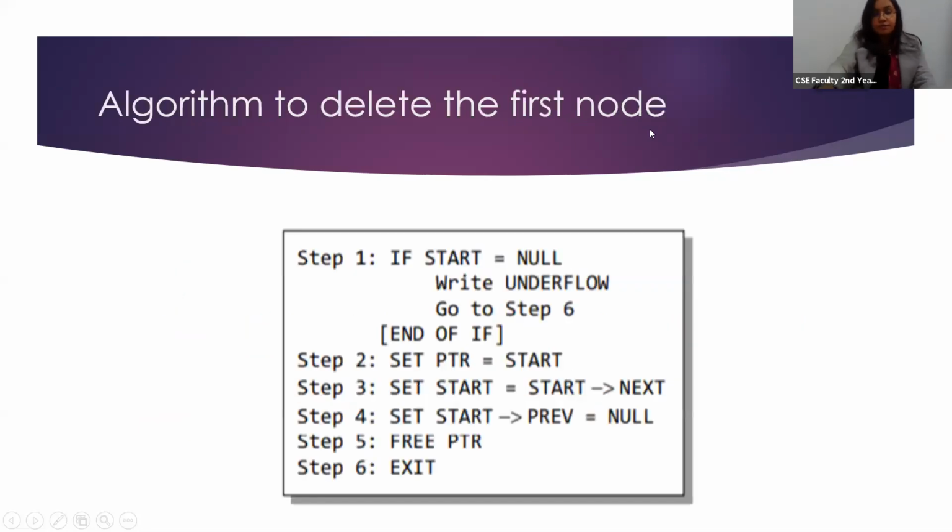Let us see the pseudocode. If start is equal to null, when is start equal to null? When there is no node present in the linked list. In that case, deletion will not be possible. So if start equal to null, write underflow and go to step 6, that means exit. Otherwise, set pointer equal to start. We have taken a pointer variable. Set start equal to start next.